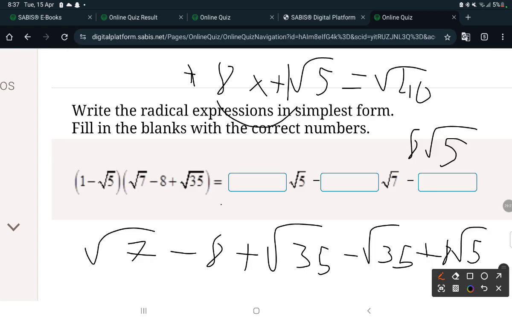And then finally we have minus radical 5 multiplied by radical 35. Okay, so the prime factorization of 35 is 7 and 5. We all know that. And they're basically just adding in a 5. So this is basically 5 squared. So when you take it out, it's going to be minus 5 radical 7.